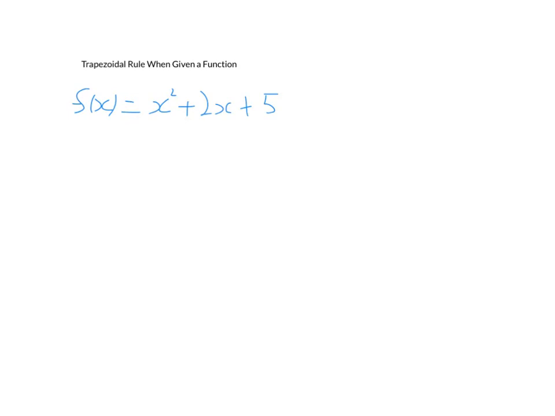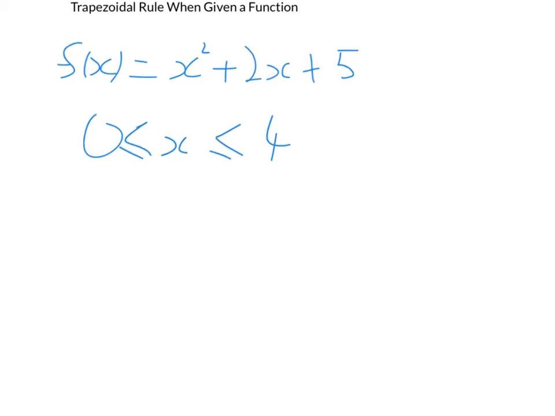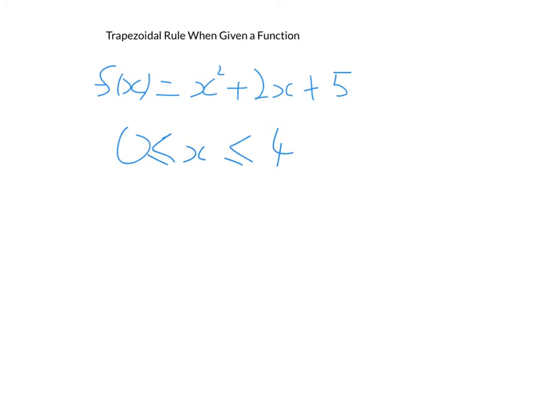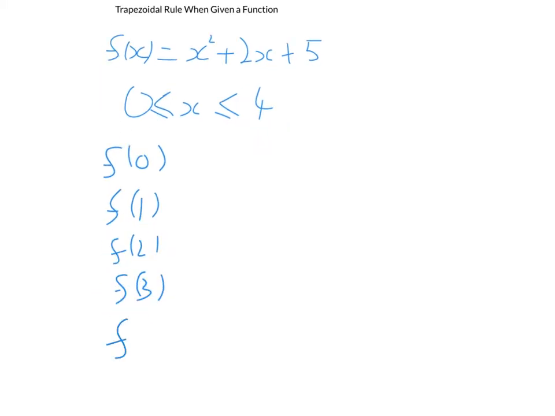We probably need to look at it in a specific domain. So we could say that x is between 0 and 4. Now, just like when we're given a function normally, we want to know what the different points along the function are. So we're going to find all the different values between 0 and 4. We're going to sub them into our function. So we're going to get f of 0, f of 1, f of 2, f of 3, and f of 4.